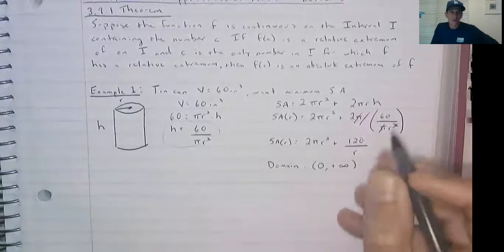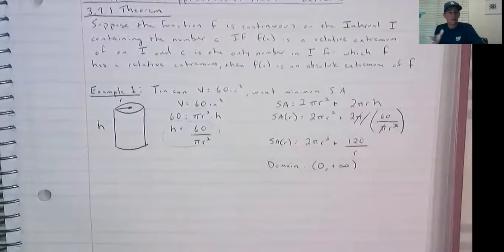With 3.2, we had some kind of artificial constraints where it was like 0 to 300 or whatever.